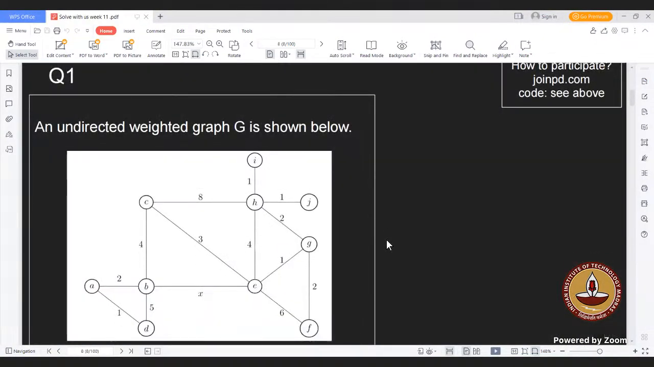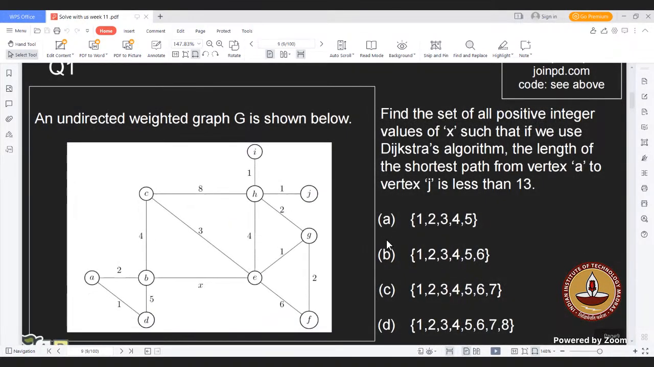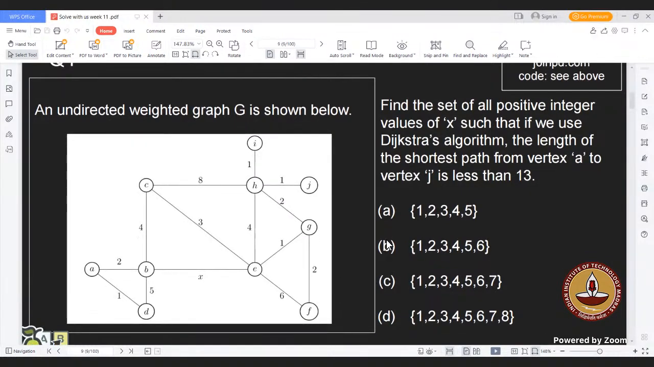An undirected weighted graph G is shown below. Find the set of all possible integers of x such that we can use Dijkstra algorithm. The length of the shortest path from A, the source vertex given here, to the vertex J, so we have to reach this vertex, is less than 13. It is strictly less than 13, not less than or equal to 13.